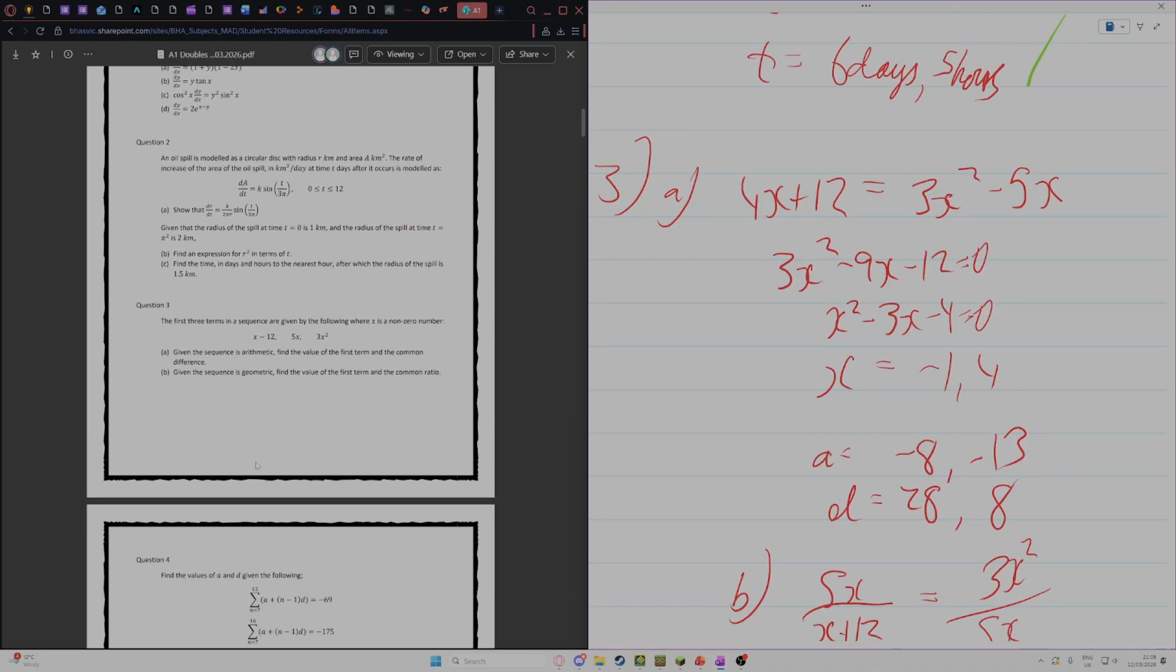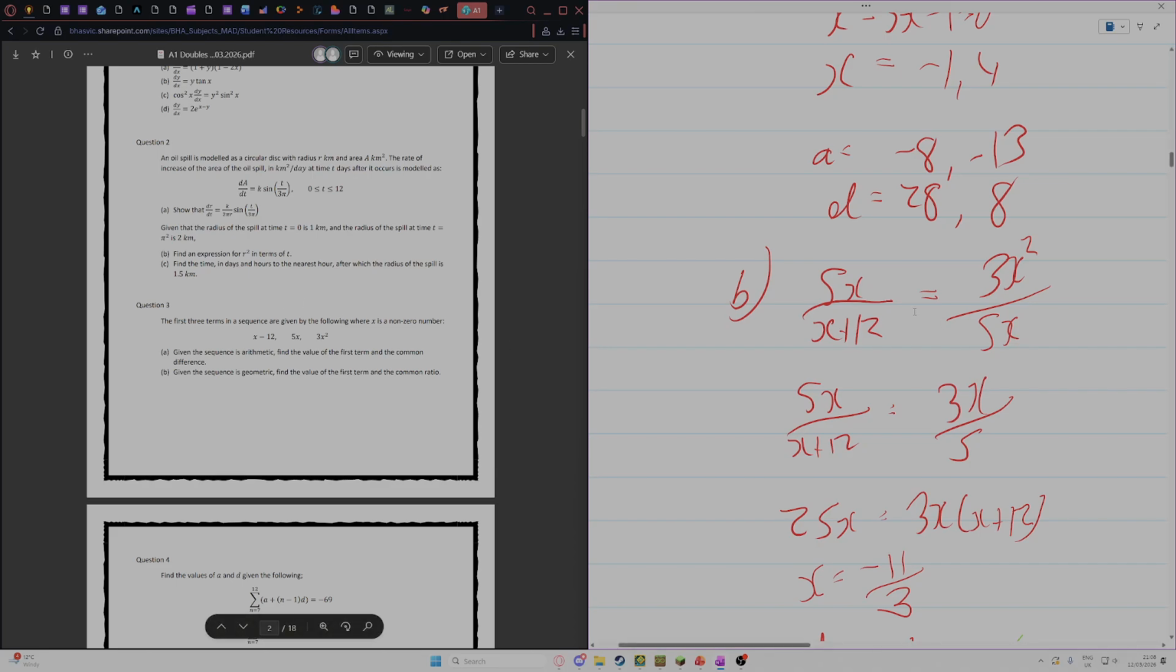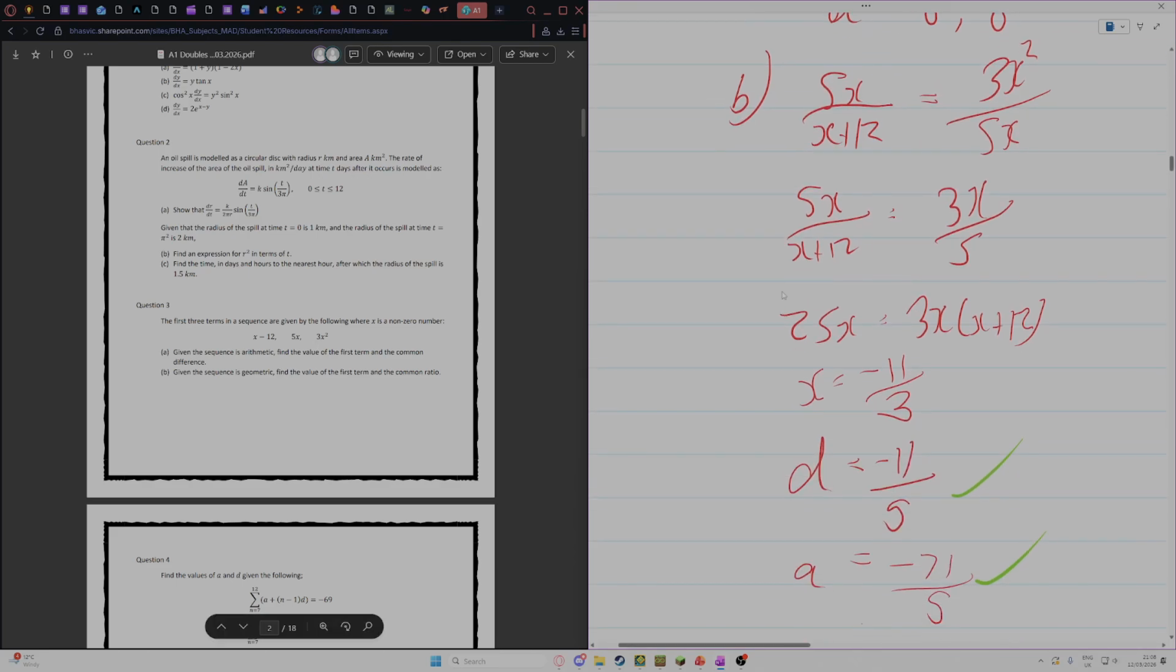Next, first of many sequences and series questions. This topic is a personal least favorite for me. Given there's arithmetic, that means the common difference of both terms are equal to each other, so you can just set them equal and solve the quadratic. And then geometric means that the common ratios are equal, so this term divided by this term equals this term divided by this term, and then you solve for x.